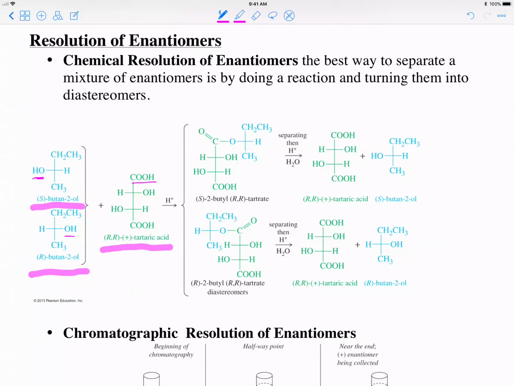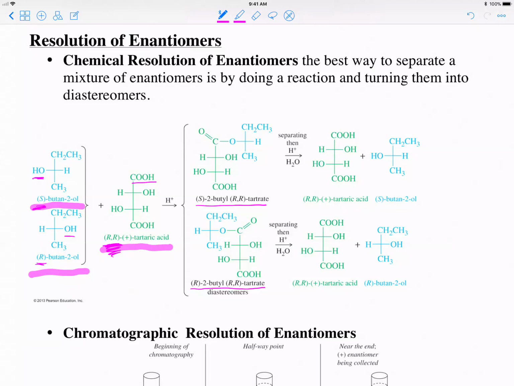Now, I couldn't separate out the original R and S compounds. But if I add this tartaric acid molecule to it, now I've got multiple chiral centers in my new molecule. One is the S-2-butyl RR tartrate, and one is the R-2-butyl RR tartrate. And these are diastereomers. When some centers are the same and some centers are opposite, you have diastereomers. They will have different physical properties, different melting points, different boiling points. I can crystallize one away from the other one.